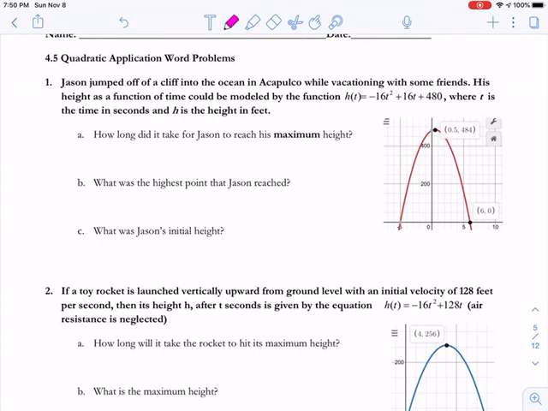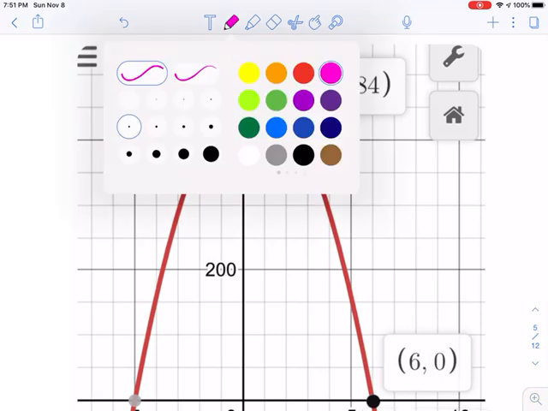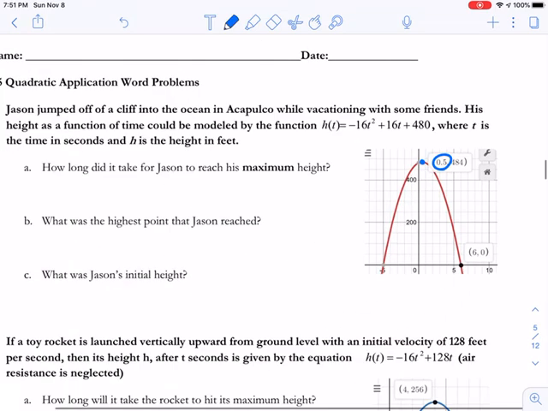On the next page, Jason jumped off of a cliff into the ocean in Acapulco while vacationing with some friends. His height is modeled by that function, where t is the time in seconds and h is the height in feet. So the first question, how long did it take for Jason to reach his maximum height? All right, so he was already on top of a cliff. That's why we're starting right up here. He's already up on top of the cliff, and he jumps and then falls to the water. So how long did it take him to get to his maximum height? Well, the maximum always occurs at the vertex. So that's going to be half a second, 0.5 seconds to reach the maximum height.